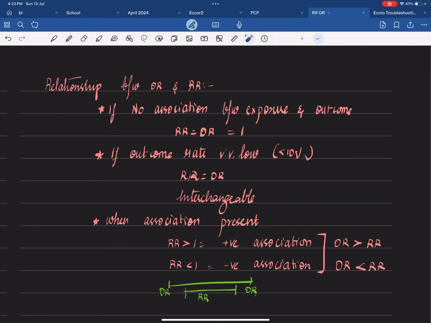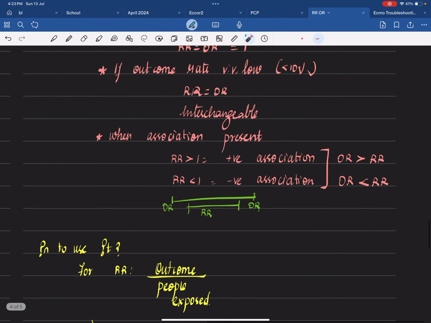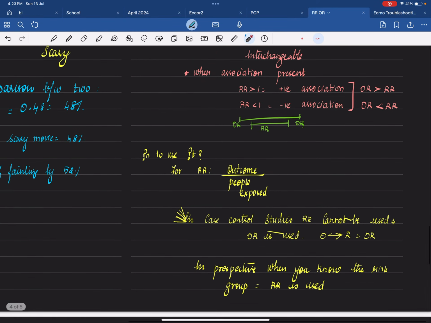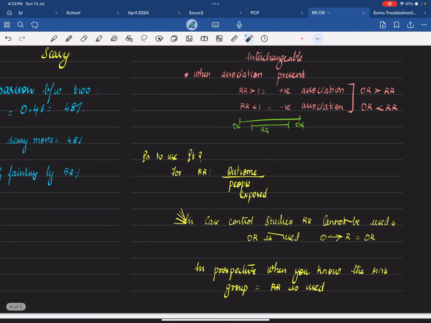Okay, let's start from this third point. Let's start from when to use what, and then we will go back to association. So when do you use what? You need to know whether the outcome would have happened, whether the person has been exposed to the risk factor or not. Why is this important to know? Because for relative risk, you need to know how many have been exposed. If you do not have that number, then you can't do a relative risk.